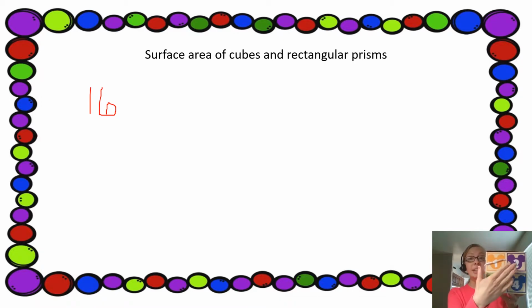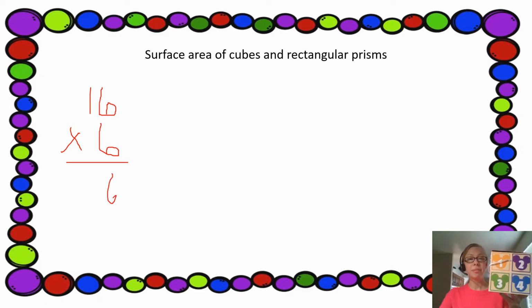I could add 16 plus 16 plus 16 plus 16 plus 16 to cover every side of the box, or I could multiply it times 6 since there are 6 total sides. And that would give me my surface area of this entire cube. So we solve on the board there. So I would get 96 inches squared for my surface area.